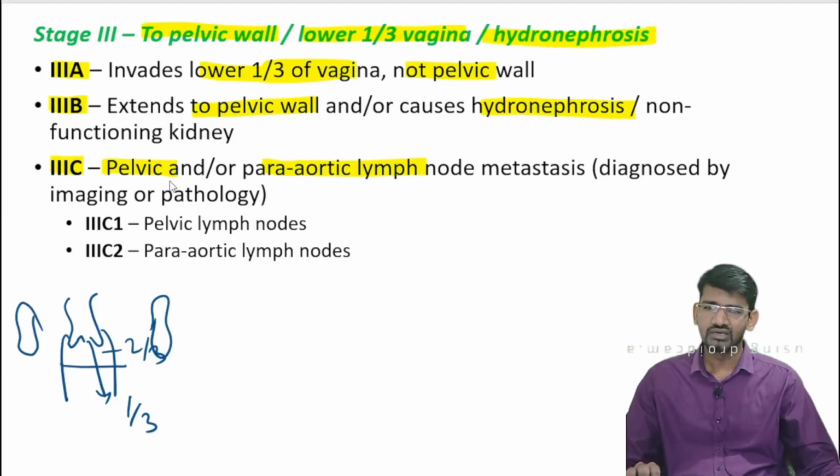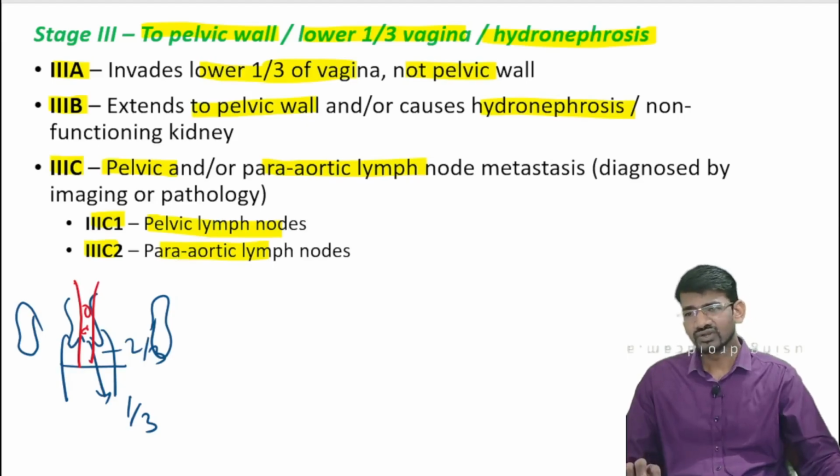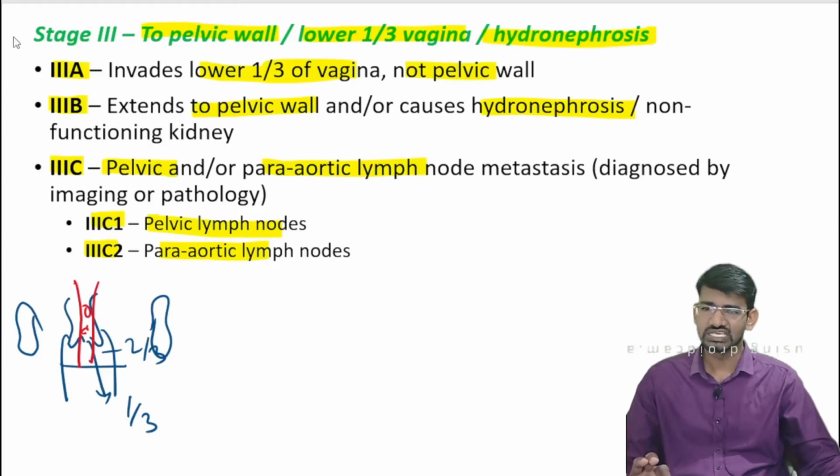Then in type C, there is involvement of the lymph nodes: pelvic lymph nodes and the para-aortic lymph nodes. So that is stage 3C. If pelvic lymph nodes are involved, that is C1, and if para-aortic lymph nodes are involved, then C2. So overall, concisely, in stage 3 the lower one third of the vagina is involved, the pelvic wall is involved, and the kidneys are involved.